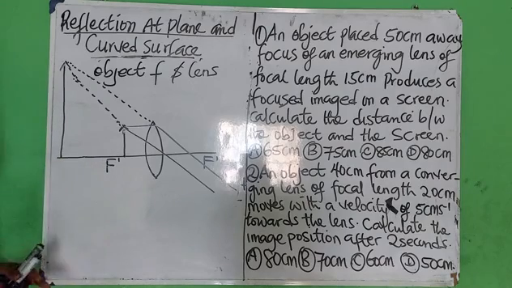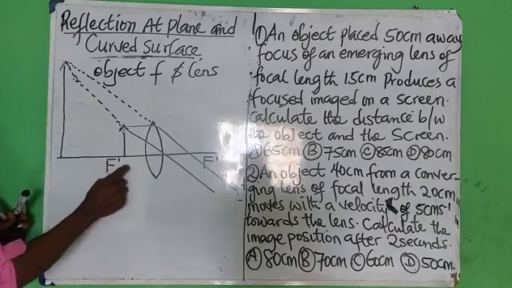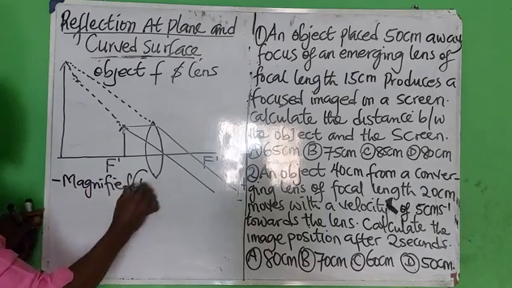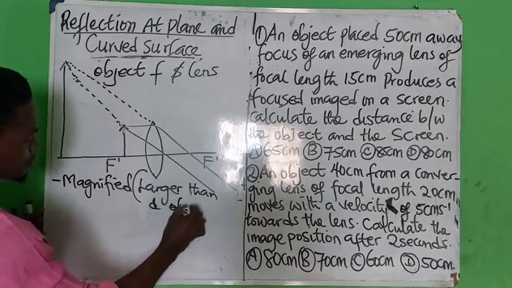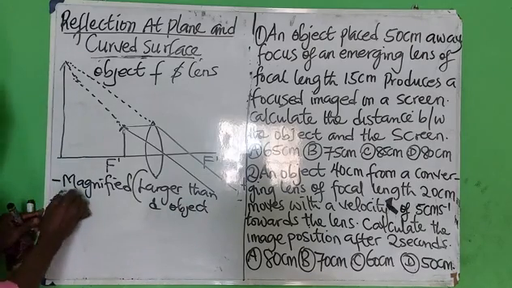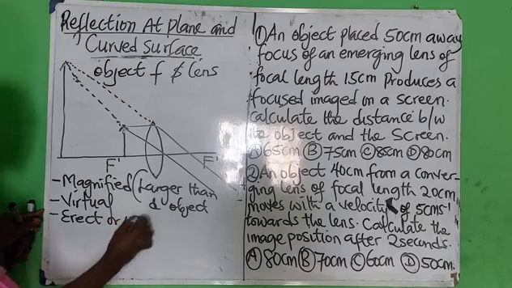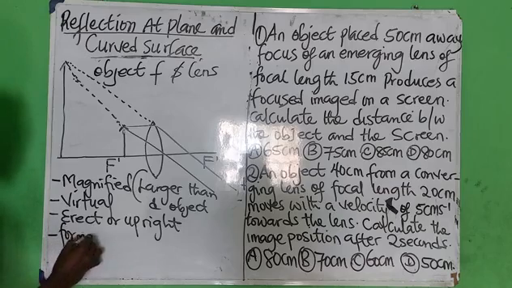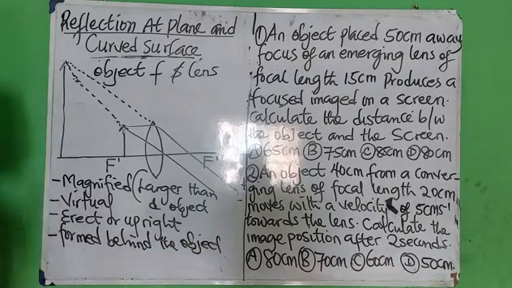Which means that every object that is placed between F and the lens, you have the image magnified, that is, larger than the object. You see, it is larger than the object. It is virtual, erect, or upright. Then where is the image formed? It is formed behind the object. Can you see that right now?